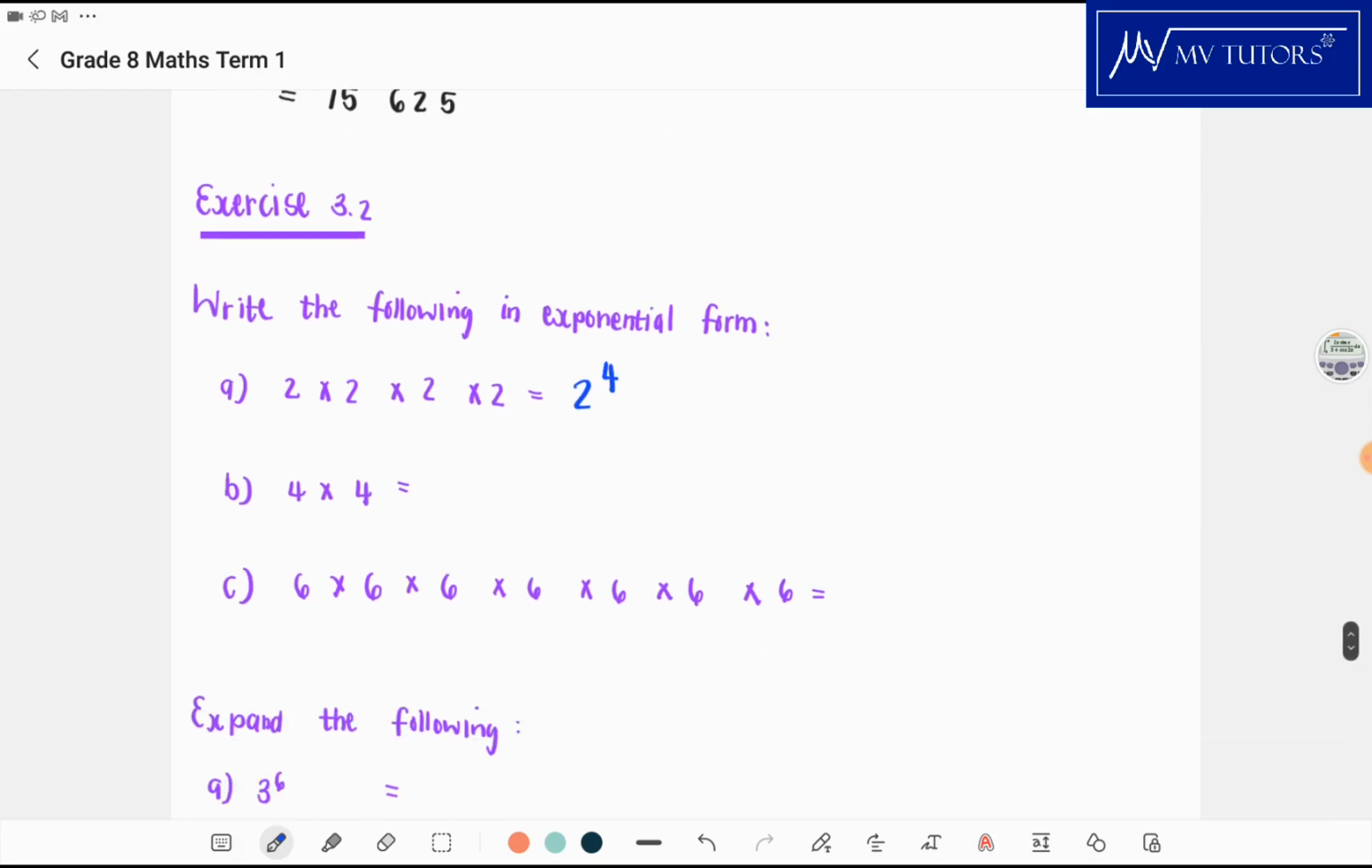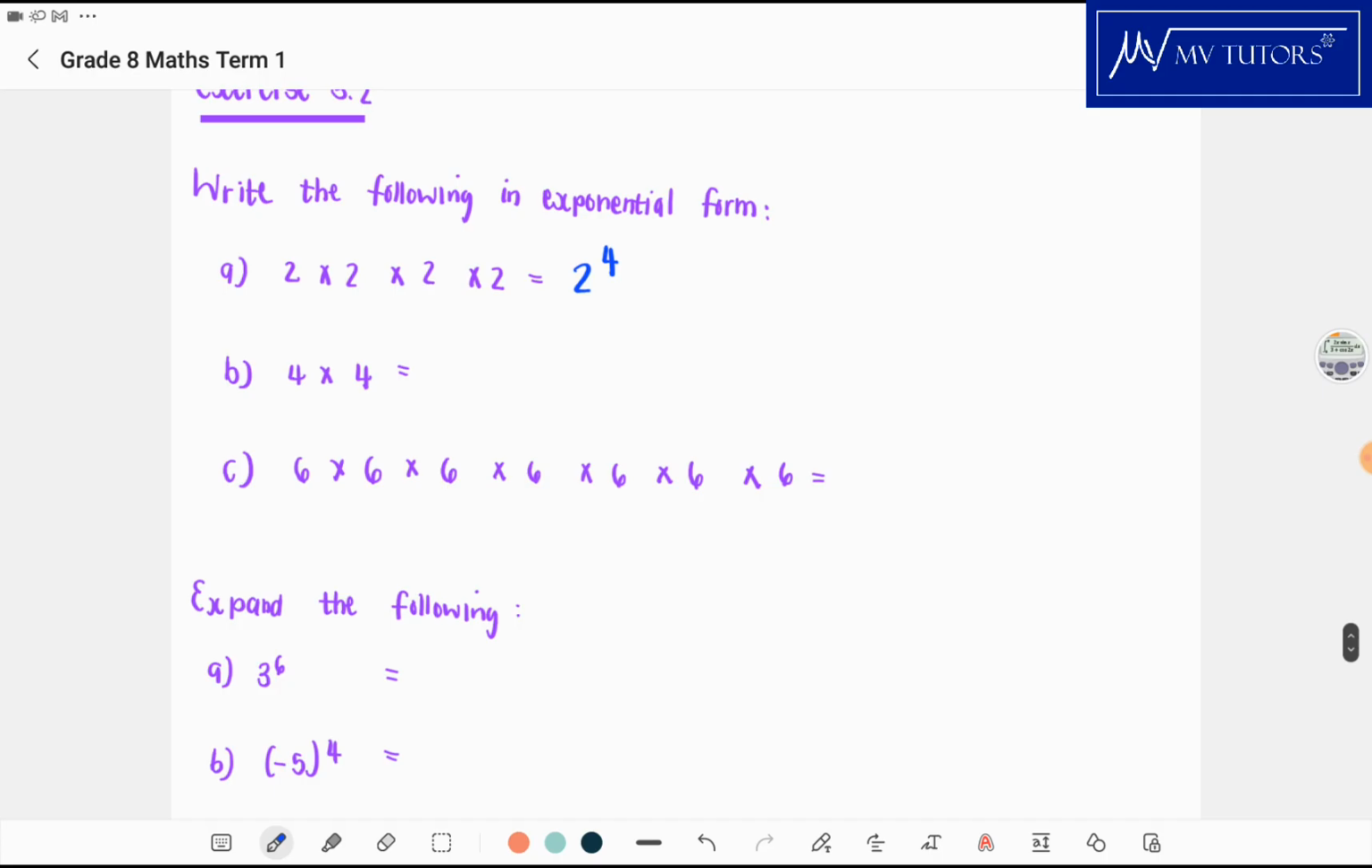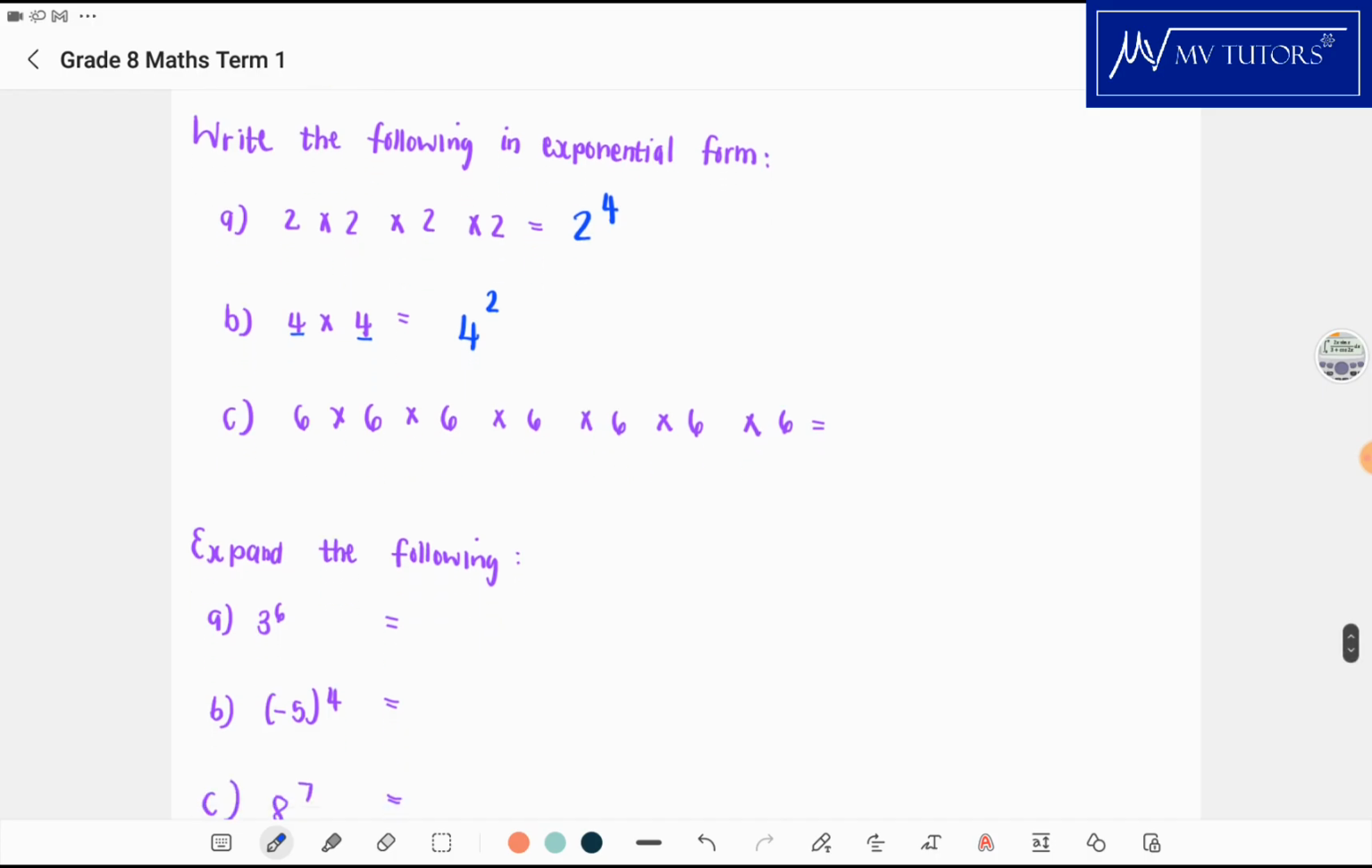All right, simple enough, right? B, the base is 4. This is our exponent, this is our integer. How many times is it multiplied? It's multiplied twice, so we're going to say 4 to the power 2. And the last one, number C, we see that our base is 6, our integer is 6. How many times has it been multiplied by itself? Well, 1, 2, 3, 4, 5, 6, 7. So it's going to be 6 to the power 7. That is how we write these numbers in exponential form.